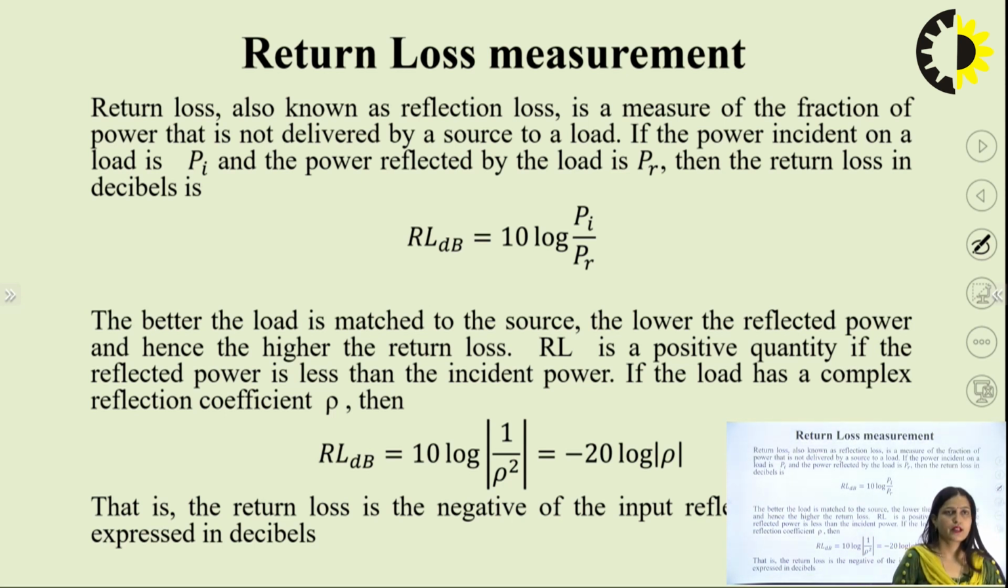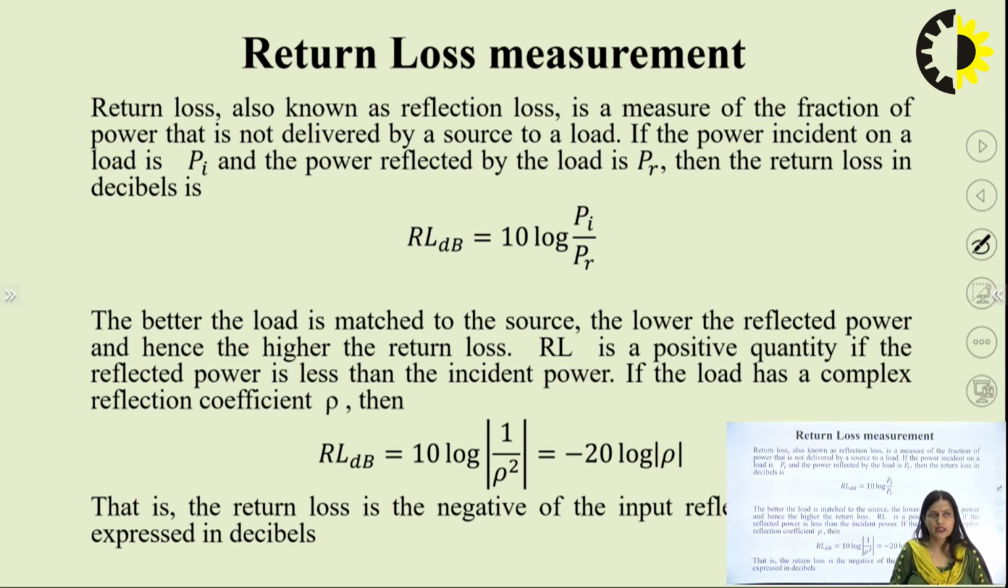How can return loss be calculated from your microwave test bench? Return loss is basically known as the reflection loss, and it is a measure of the fraction of the power that is not delivered by the source to a load. It means if we are transmitting any signal and there is a mismatch between the transmission line impedance and the load impedance, then your signal will be reflected. So this reflection is basically a loss. How much fraction of your input power is reflected back is basically the return loss, or you can say how much power is not delivered to the load is the reflection loss.